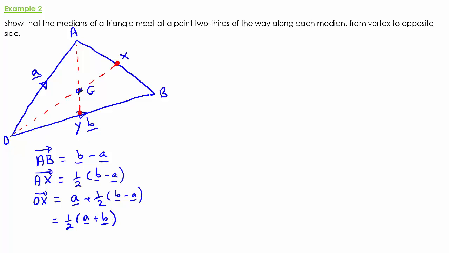Now OG is part way along OX. We don't know how far. We're going to hope to show that it's 2/3, but we don't know that at the moment. So what I'm going to do is say OG is lambda over 2 (a plus b). So lambda is the fraction of the way along. Just noticed a mistake here. That's OG that we're talking about just there.